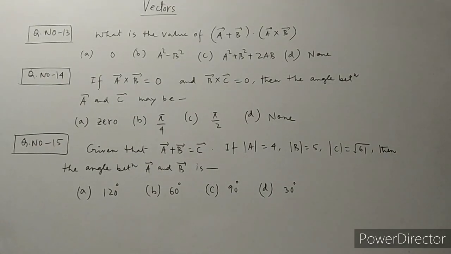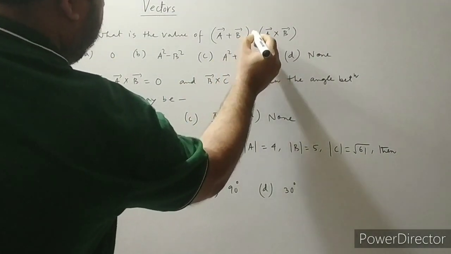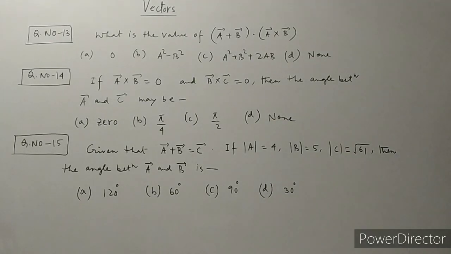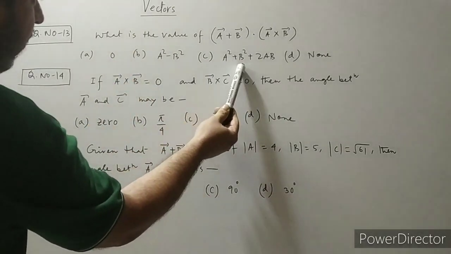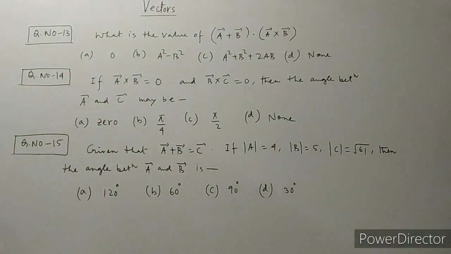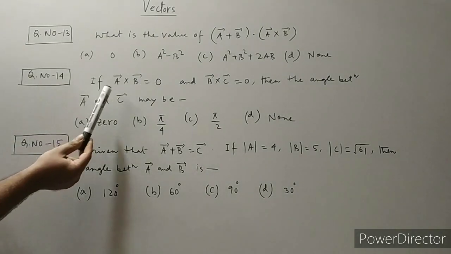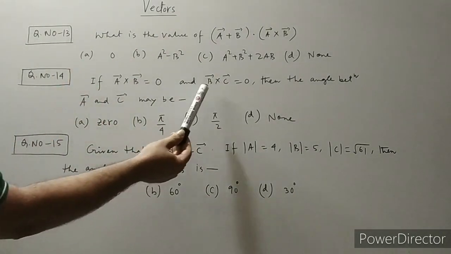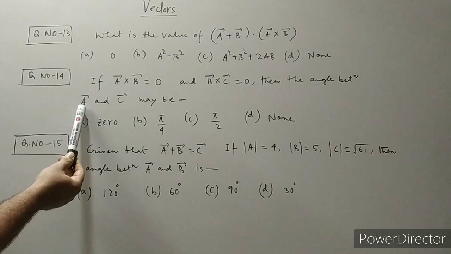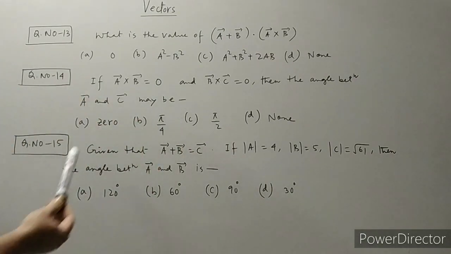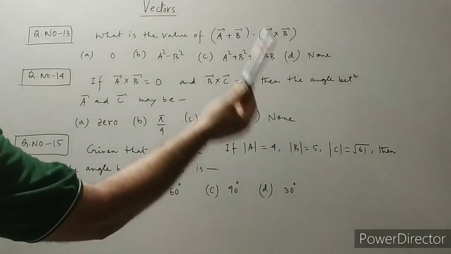So in question number 13 it is given: what is the value of A vector plus B vector dot A vector cross B vector? Options are given: 0, A square minus B square, A square plus B square plus 2AB, and none. Question number 14: if A cross B is equal to 0 and B cross C is equal to 0, then the angle between A vector and C vector may be 0, pi by 4, pi by 2, none.